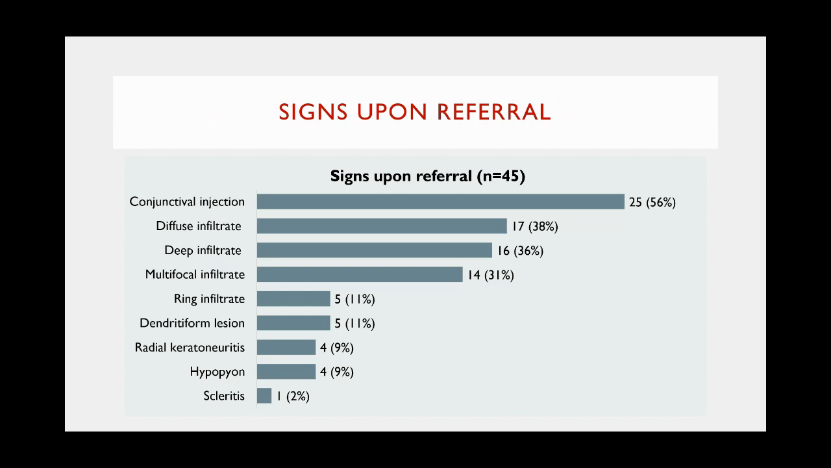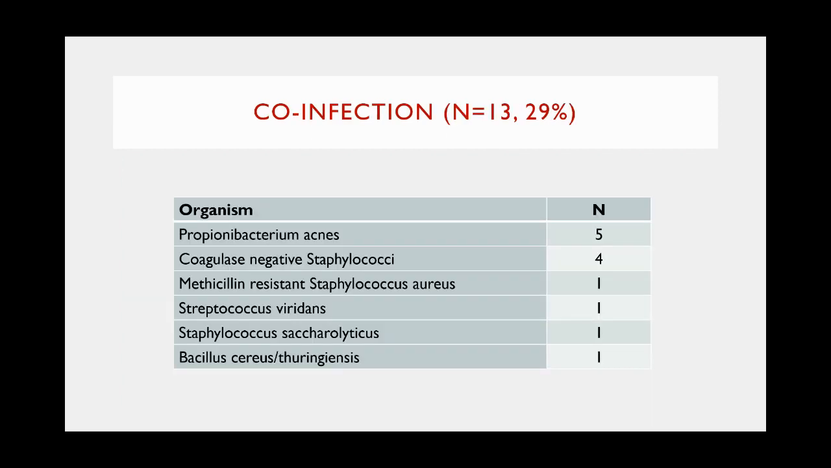Slit lamp examination findings upon referral include 56% of conjunctival injection, and interestingly, 38% had diffuse infiltrate, 36% had deep infiltrate, 31% had multifocal infiltrate, and only 11% had the classic ring infiltrate. 29% of eyes had another pathogen isolated on initial culture collection.